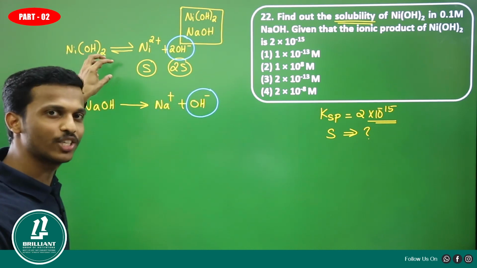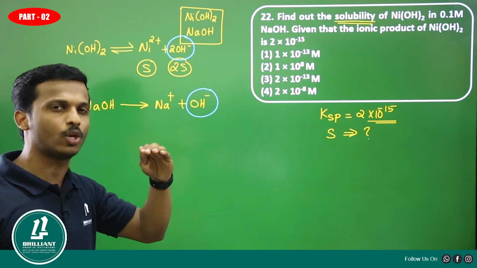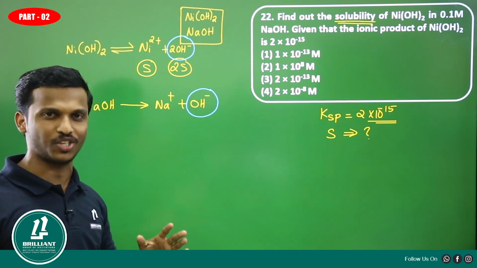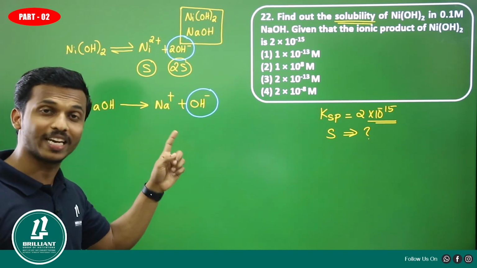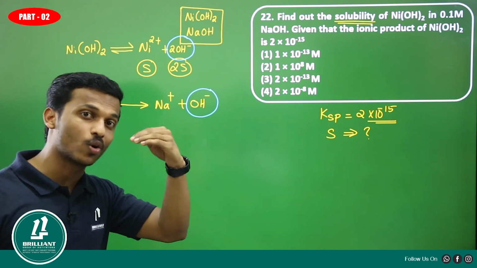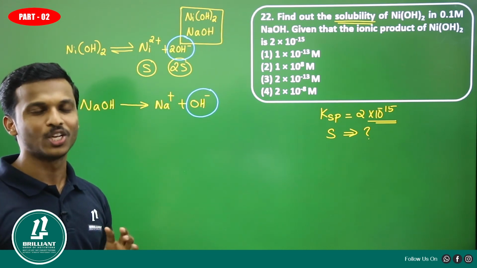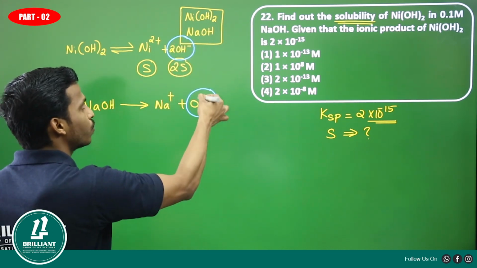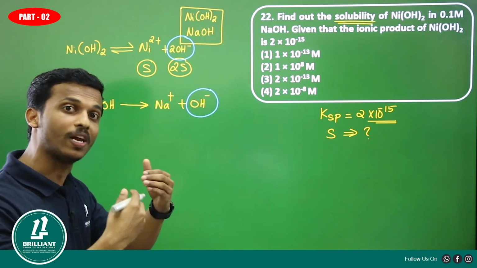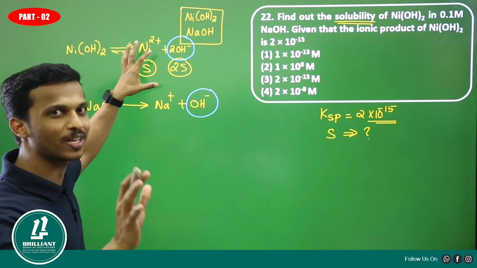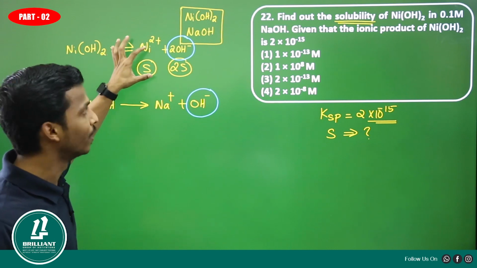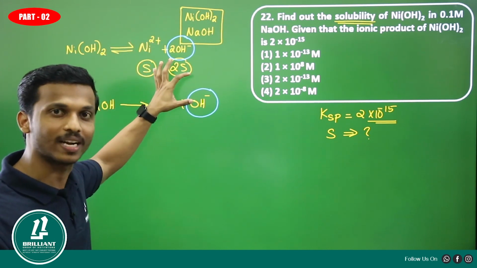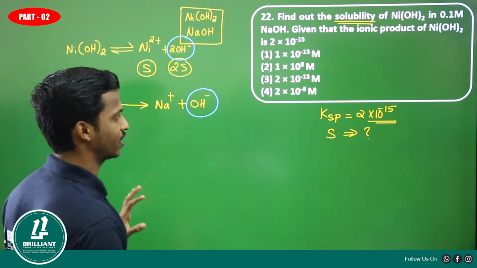See, Ni(OH)2 is almost a weak base. It will not undergo complete dissociation in water. But NaOH is a strong base. It will undergo complete dissociation in water. So what will happen? The OH- ion concentration changes, but Ni2+ has no change, it is S, right? So the OH- ion concentration changes. What is the change? Let's see here.